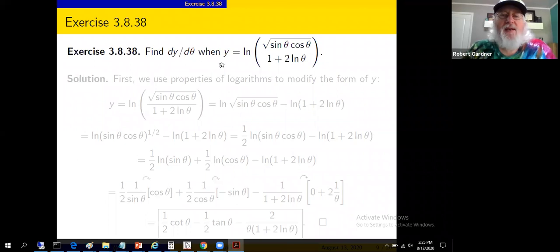find dy d theta when y equals, this is quite a composition here, the natural log of the square root of sine theta times cosine theta divided by 1 plus 2 natural log of theta. Okay, so as is, we've got inside a log function this thing here.